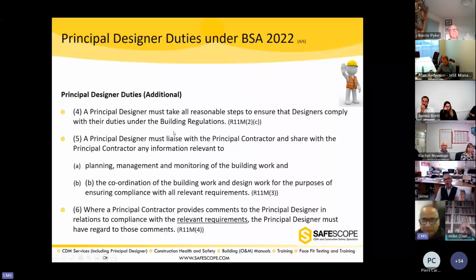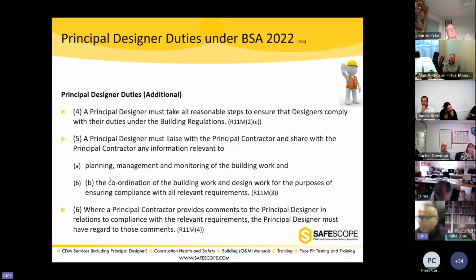That was difficult enough under CDM regulation, and now more so under the Building Safety Act, for a principal designer to confirm that the designers are complying with their duty. Of course, there would be actions one could come up with, but it's quite an intense process, and it could put a lot of people in strain with the designers, and awkwardness there.